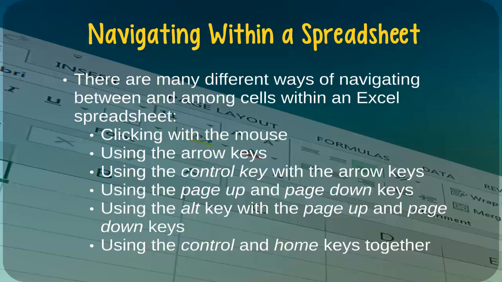Some of the ways in which we can navigate within a spreadsheet include clicking on a cell with the mouse, using the arrow keys on the keyboard, using the Control key and the arrow keys together, using the page up and page down keys, using the Alt key with the page up and page down keys, and using the Control and Home keys together. Let's see examples of each of these techniques.